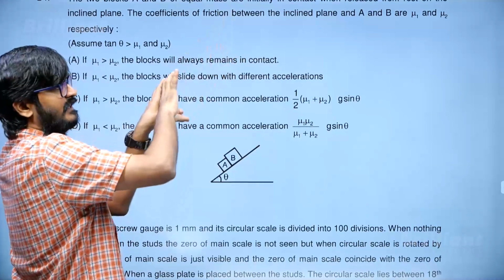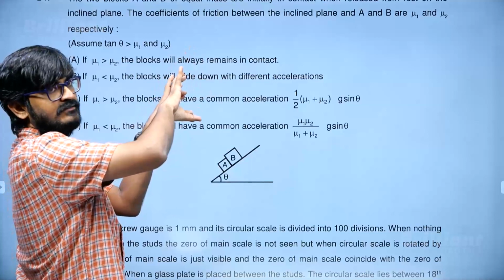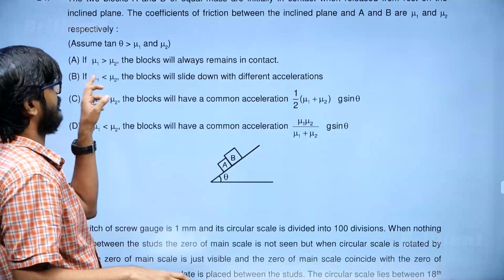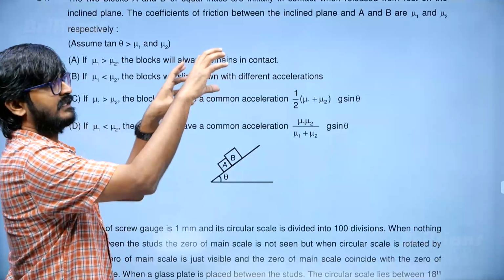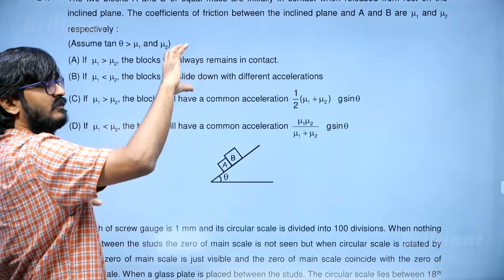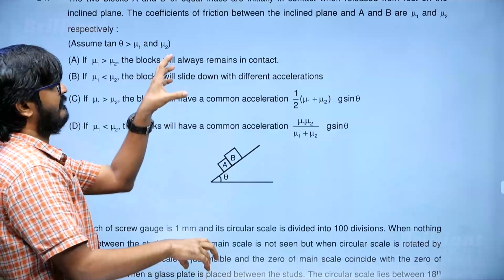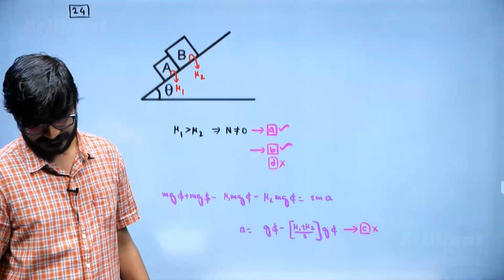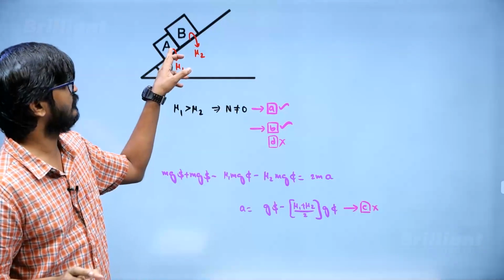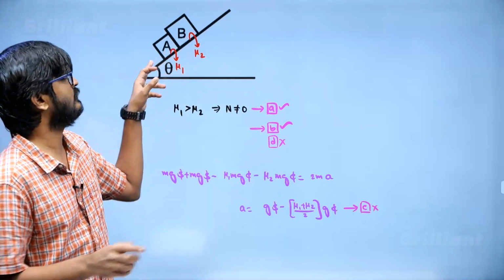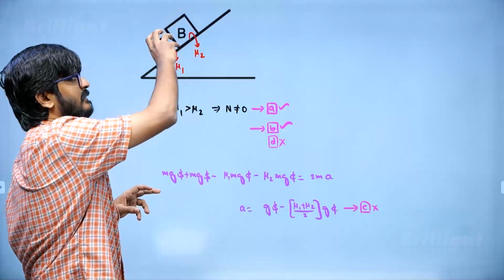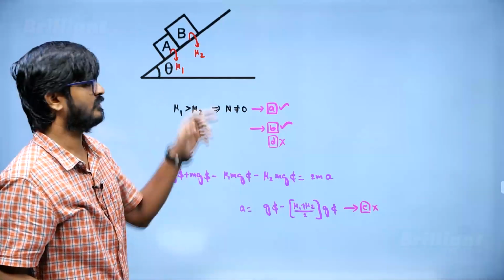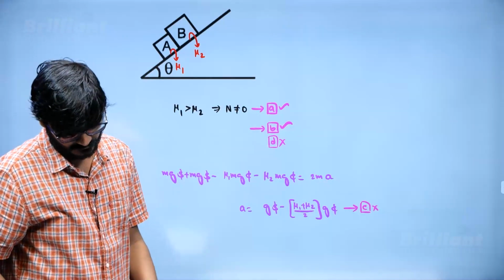Then B will come and touch it, right? So normal reaction will be there. So if mu1 is greater than mu2, normal reaction will be there. But if mu1 is less than mu2, A will slide faster, B will slide slower, so there won't be any contact. A will slide independently and B will slide independently. So if this friction is more and this friction is less, this will slide slowly, this will try to slide quickly, and it will come and hit A. So there will be normal reaction. Normal reaction between them won't be 0. From that, what can we get?